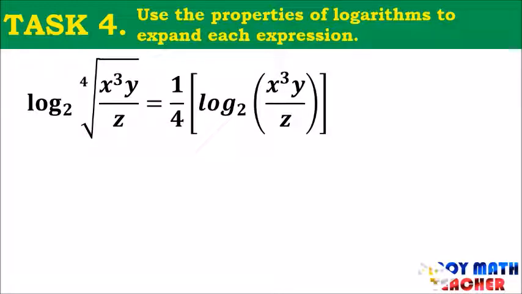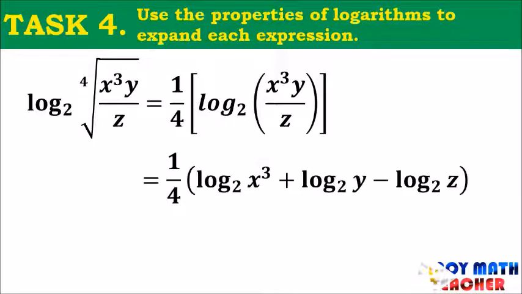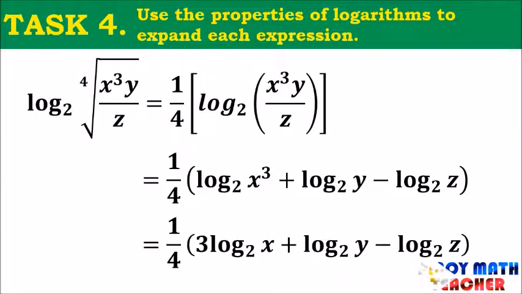So next natin gagamitin ay logarithm of a quotient and logarithm of a product para doon sa numerator. So we have 1/4 times logarithm of x cubed to the base 2 plus logarithm of y to the base 2 minus logarithm of z to the base 2. And then last natin gagawin ay logarithm of an expression to a power para dun sa logarithm of x cubed to the base 2. So we have 1/4 times 3 times logarithm of x to the base 2 plus logarithm of y to the base 2 minus logarithm of z to the base 2. So, final answer na to.